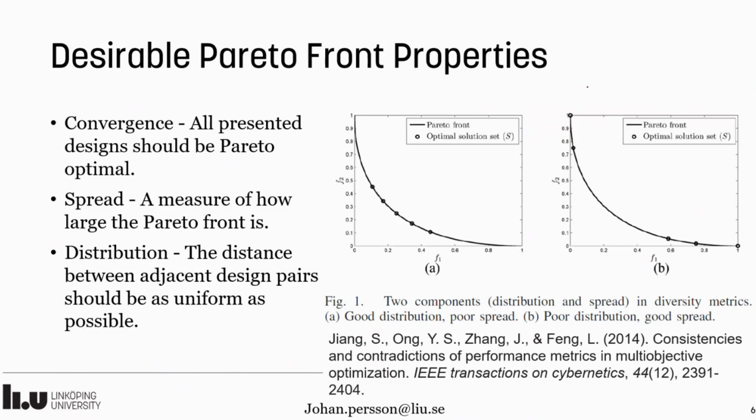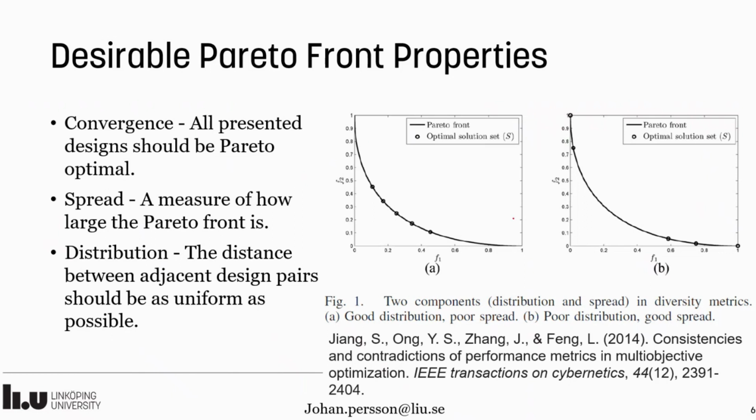So when the algorithm considers this, generally speaking, we would like to have our Pareto front at the end of optimization to show convergence, meaning that all presented designs should be Pareto optimal. We also want to have a large spread, meaning that we want to have the best values for F1, F2, and so on present in our Pareto front. And we would also like the designs that we have to be as evenly distributed as possible.